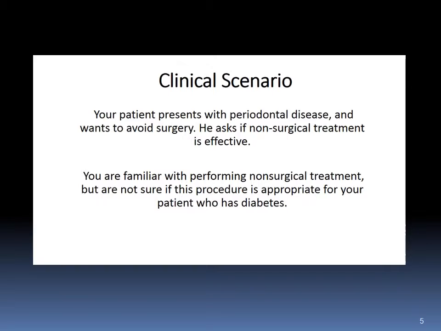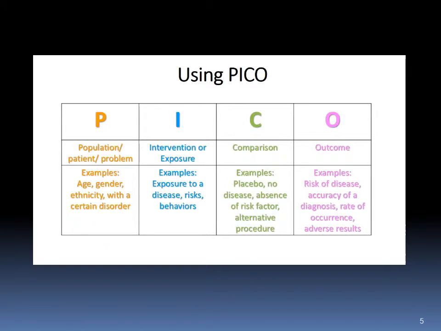Let's watch this short video on the construction of a PICO question. In the clinical scenario, your patient presents with periodontal disease and wants to avoid surgery. He asks if non-surgical treatment is effective. You are familiar with performing non-surgical treatment, but are not sure if this procedure is appropriate for your patient who has diabetes. From our scenario, we will need to identify the components that will form our clinical question to research.